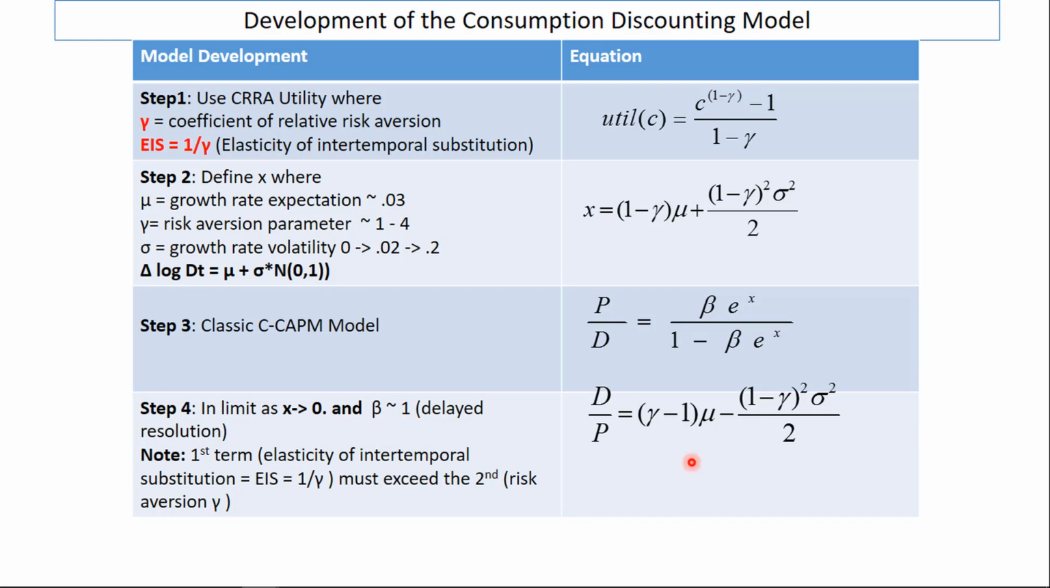There's one very important thing to point out about this structure. It's that the first term has to exceed the second term. Otherwise, we have a negative dividend yield. And this, I think, has not been generally recognized in the academic models. In fact, this term typically, if you're just dealing with consumption, is vastly smaller than this term.